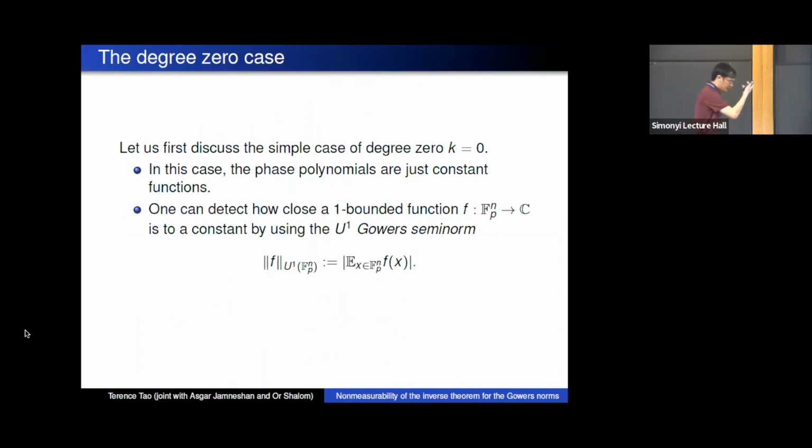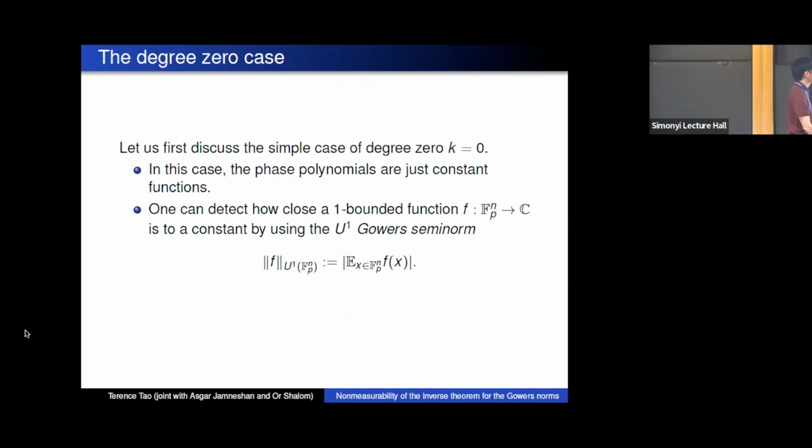Okay, so I talked about these inverse theorems, or list decoding and so forth, if you wish. So let's look at really simple examples first. Suppose you want to solve these questions for degree 0. This is the easy case. The only phase polynomials in this case are just constant functions. Now you're asking, when are you close to a constant, or when do you call it a constant?